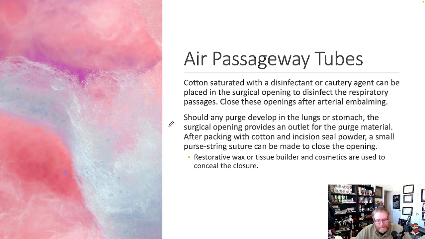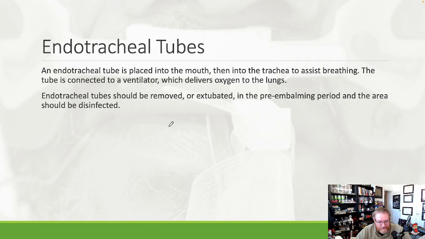So go through, pack with cotton, put in your sealing powder, purse string suture, and then some sort of sealant on top of that. After you're done, if you're using the proper types of sealant, you can apply restorative wax or something to conceal the closure if you need to.